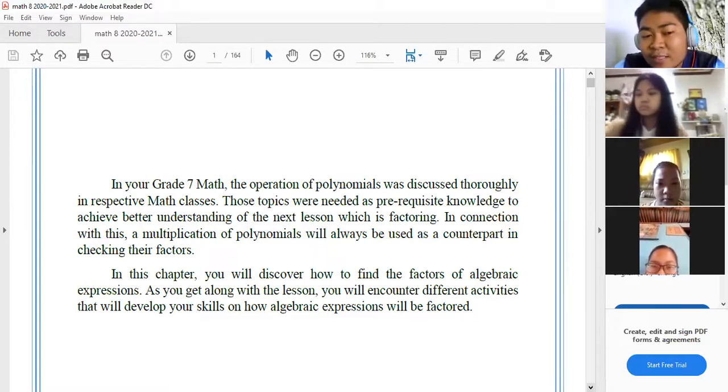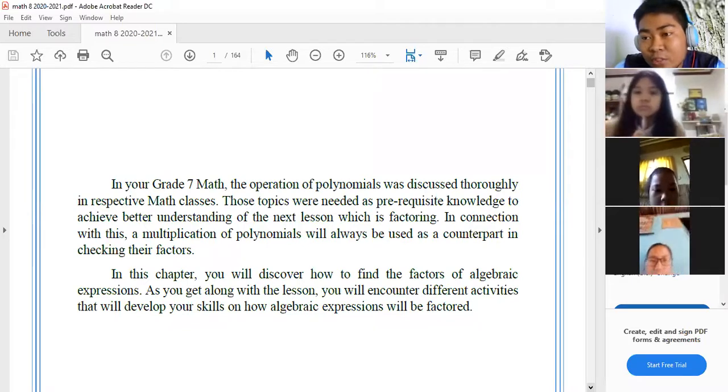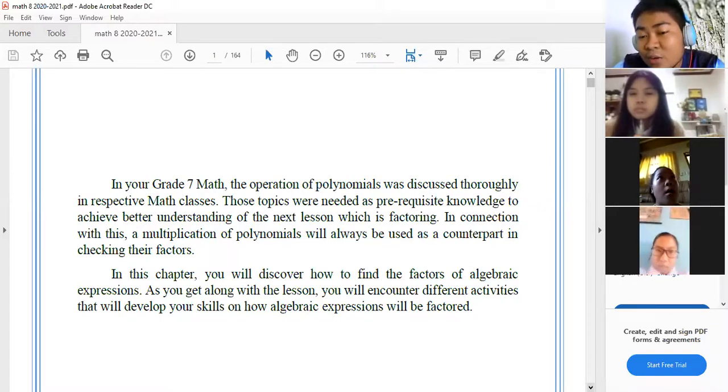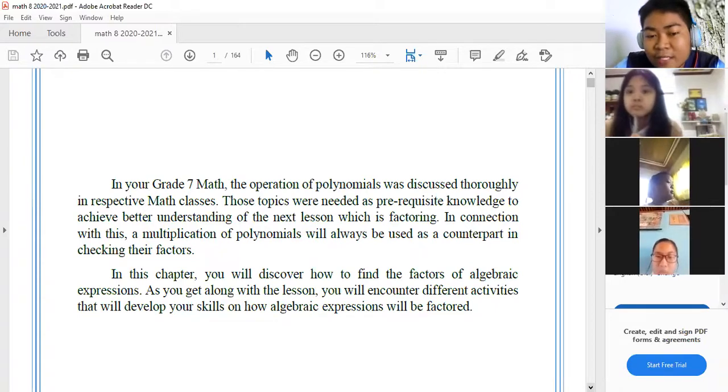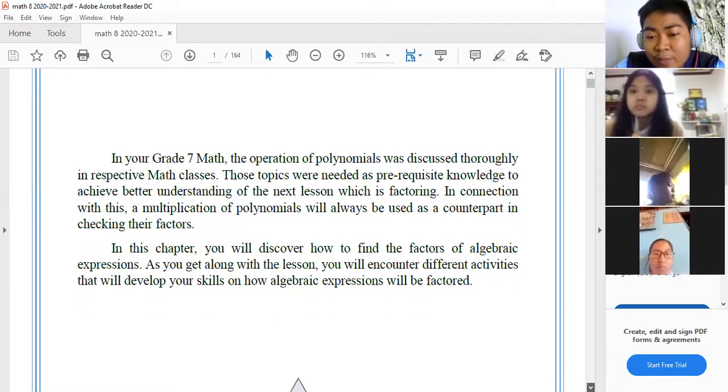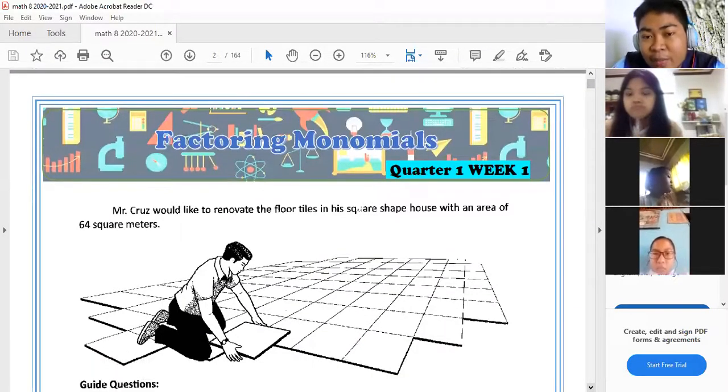In connection with this, a multiplication of polynomials will always be used as a counterpart in checking their factors. It is like the opposite of multiplication. So factoring is the opposite of multiplication. In this chapter, you will discover how to find the factors of algebraic expressions. As you get along with the lesson, you will encounter different activities that will develop your skills on how an algebraic expression is factored. Our lesson last week was about factoring monomials.